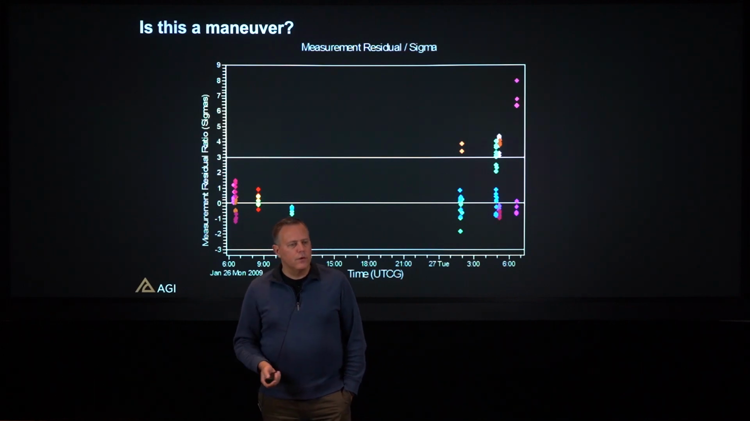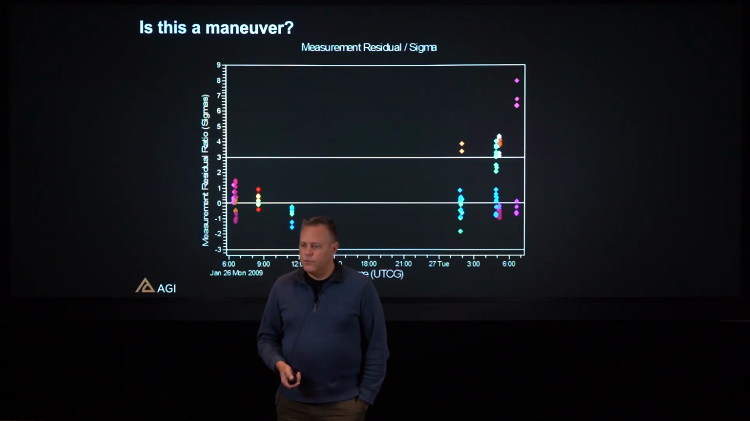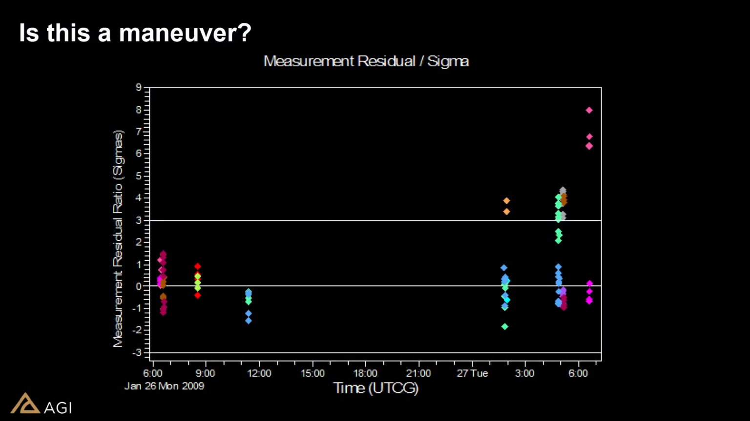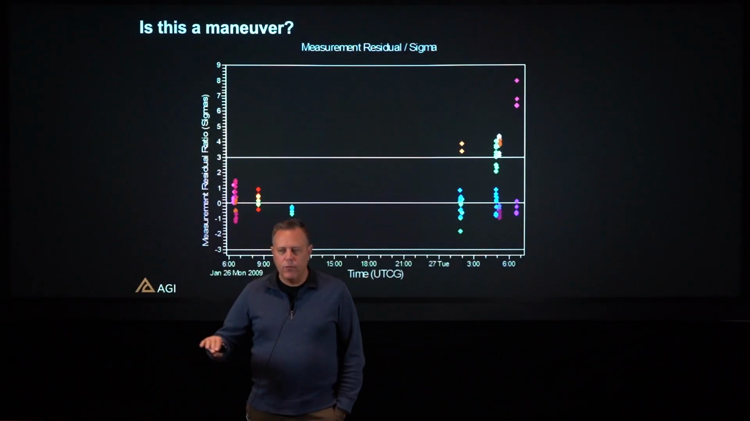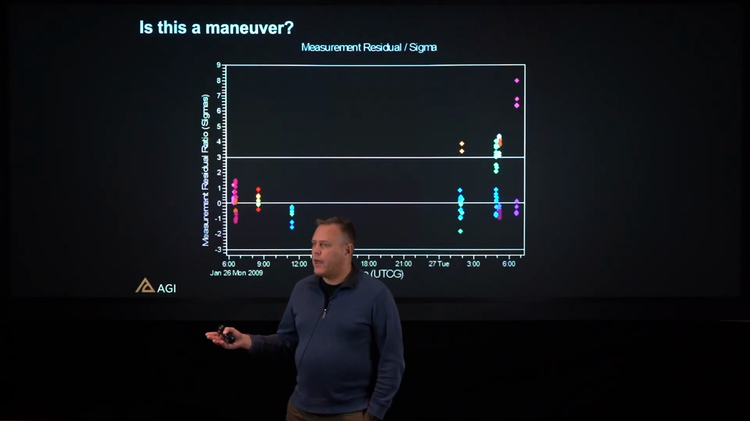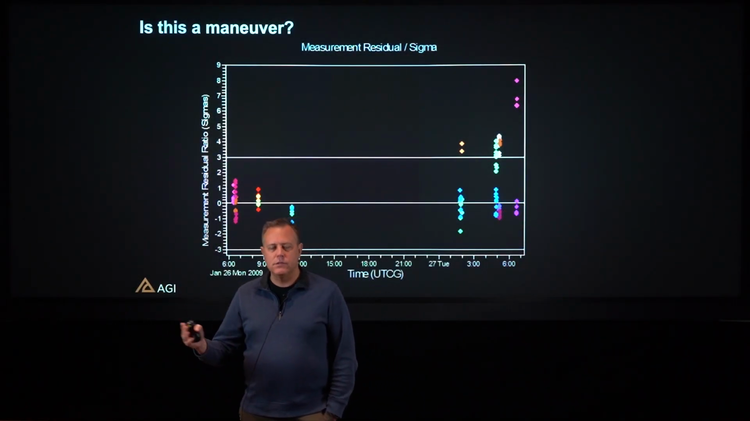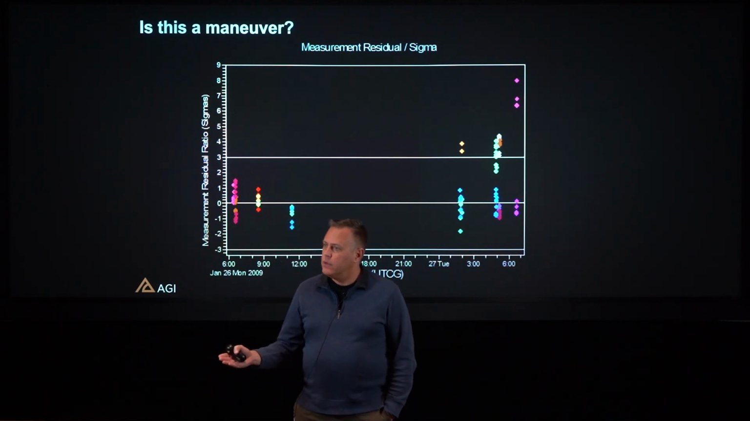Let's take a look at another example. Here we can see our residual ratios are looking pretty good. They're within plus or minus 3. But as you get towards the latter half of the graph, we start to see points going outside the lines. And we're seeing a general trend for that on multiple passes, on multiple sensors.